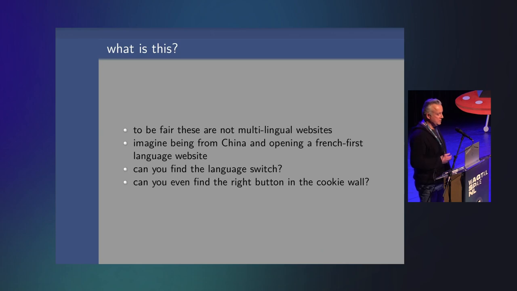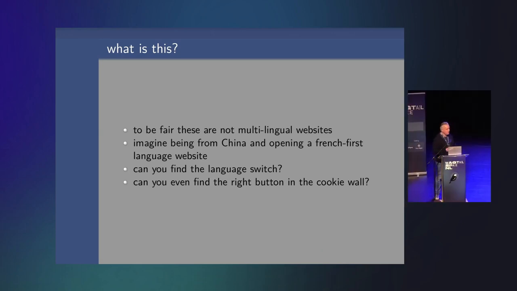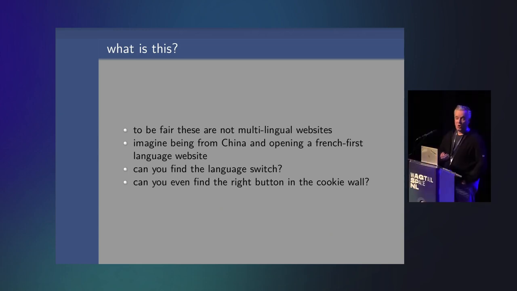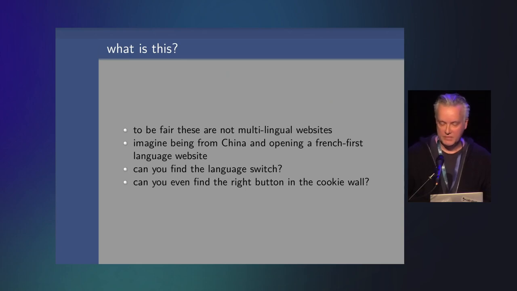So they were just an example of what you can do for people who come to your website and open it for the first time and don't speak your language. Can they find a language switcher? Do you offer them a language switch? How do you make it possible for them to visit a version of the page that is actually readable and understandable for them? And of course, in the case of the cookie wall, do they even know how to close it? Because if I go to the Al Jazeera site, I see some buttons and I can click on them, but I have no idea what I'm doing.